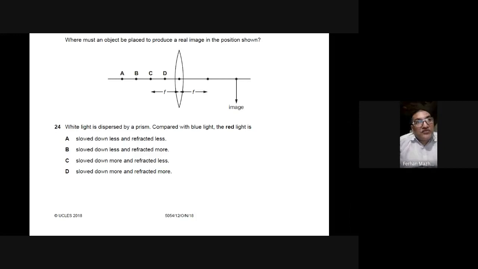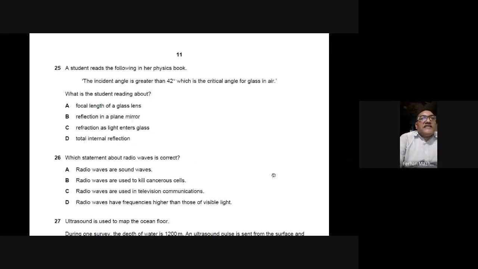So the question is, when white light is dispersed by a prism, compared with the blue light, the red light is. The red light will be refracted less, it will slow down less, because it is above the blue color. So it will slow down less and is refracted less. Question number 24, A is the option.